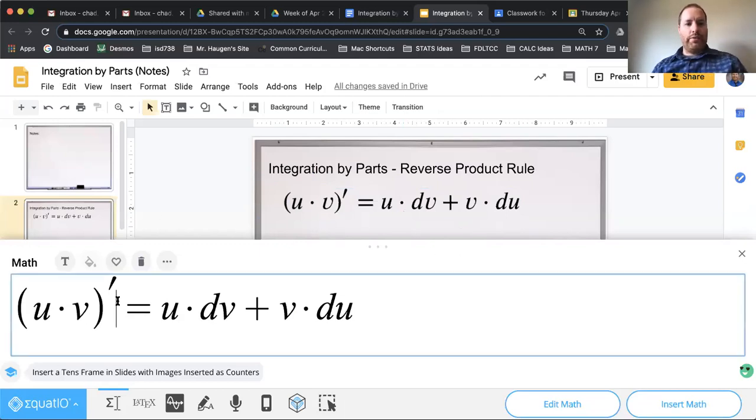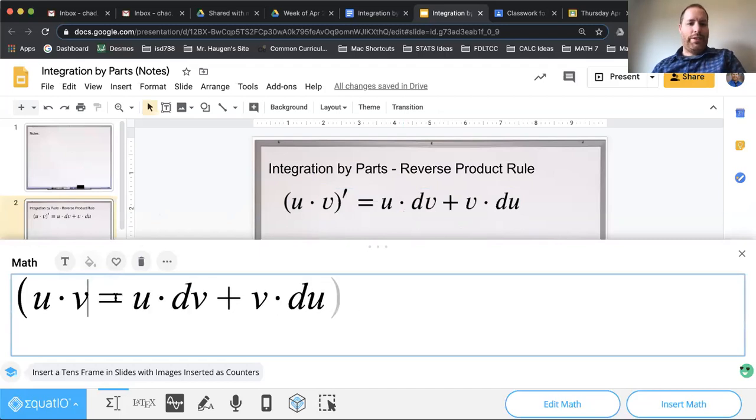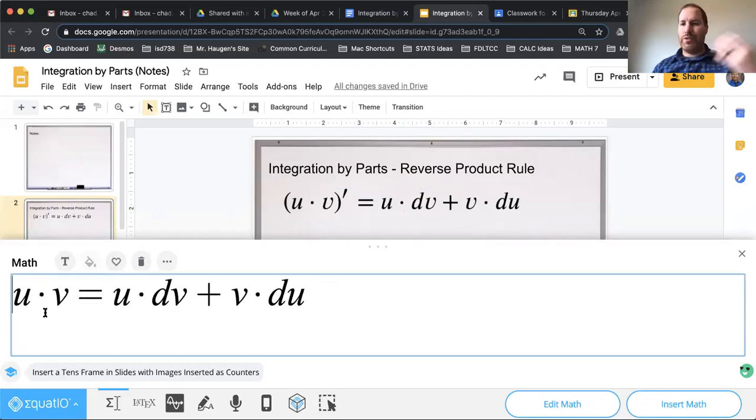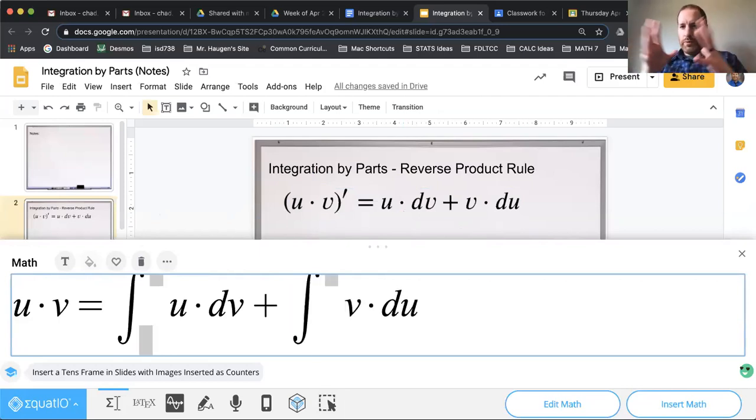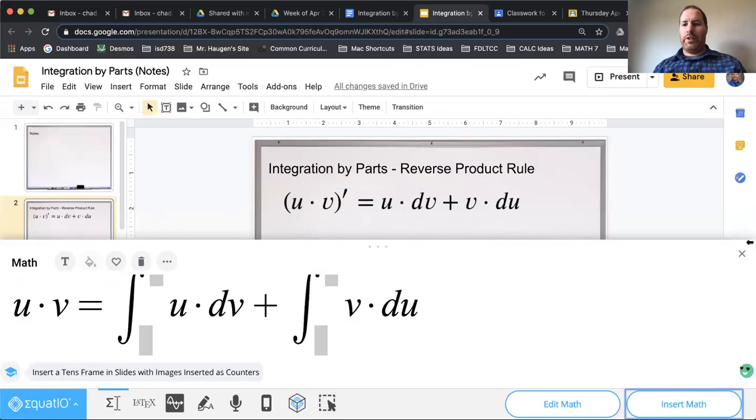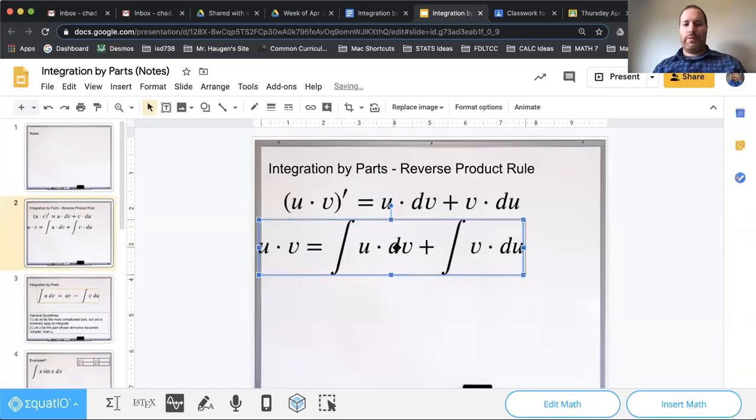Where here, if we integrate this, we just get back the regular function, U times V. And if we integrate these two things, since it's adding, it doesn't matter the order, we can integrate both of those because we can separate integrals across addition. So we have this part.